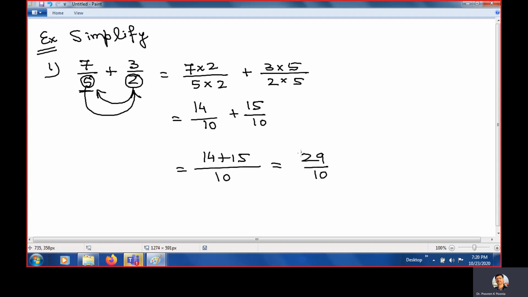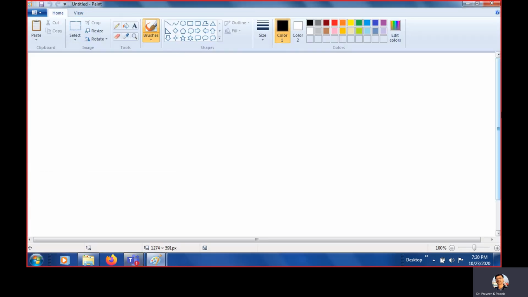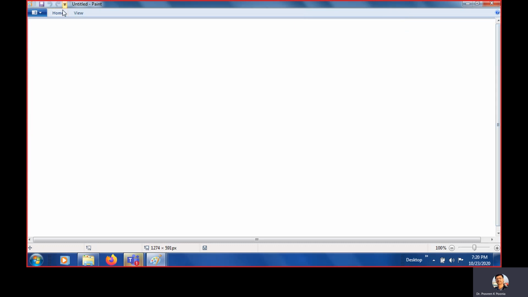Clear? Because 29 is a prime number and we do not have any common factor here, this is the lowest term. Clear? So this is how we are adding two fractions. Now we will take one question with mixed fraction.